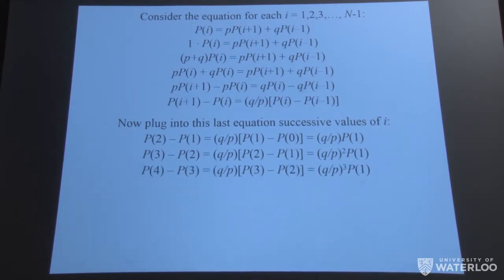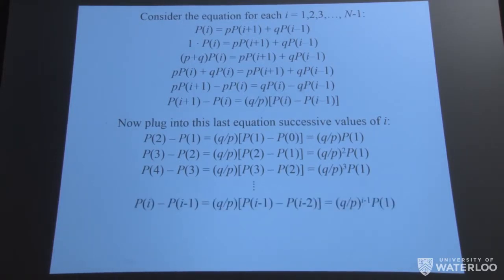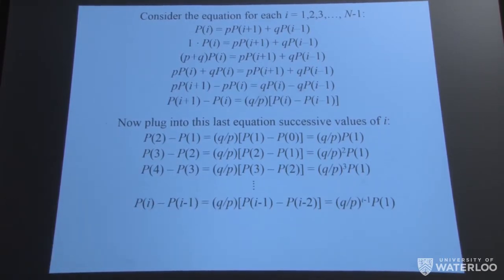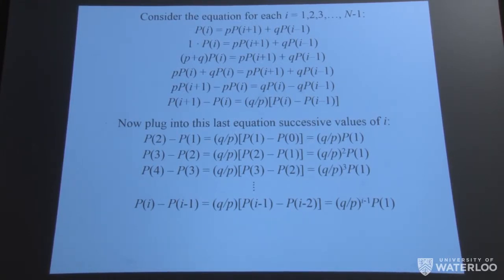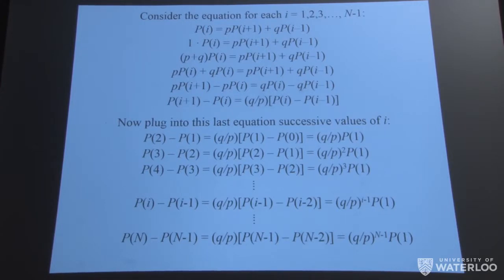So if you continue this process, you start to see a pattern emerging. In general, inductively, you can show that p_i minus 1 is nothing more than this ratio, q over p, raised to the power i minus 1, times this unknown yet. We still don't know what p of 1 is, but just write it as p of 1. And we could do this process over until the last value, which is for i equals n minus 1. We end up with this particular equation. So we have these sets of equations at our disposal now.